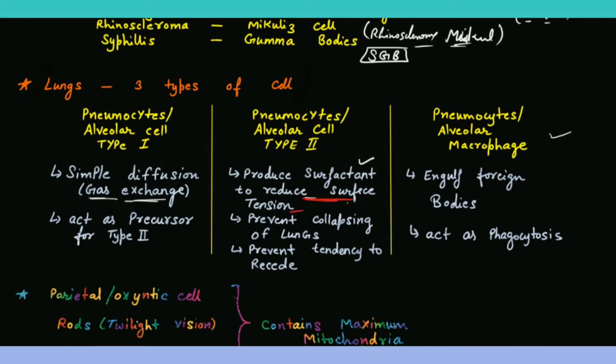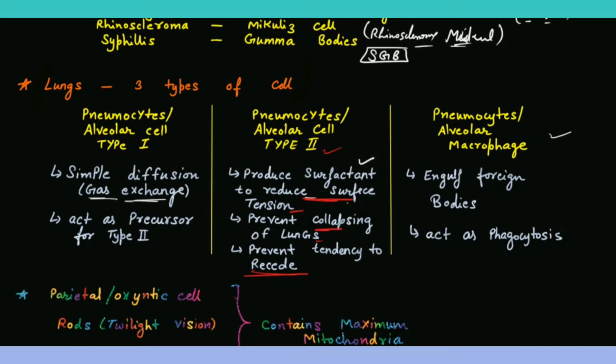Because the layers of the lungs are in close contact with each other, the surfactant produced will reduce the surface tension and prevent the collapsing of the lungs. Or in the question they can give you recede, prevent tendency to recede. Recede simply means collapse. So pneumocyte alveolar type 1, simple diffusion; type 2, surfactant production. Who is the precursor of type 2? That is alveocyte type 1.